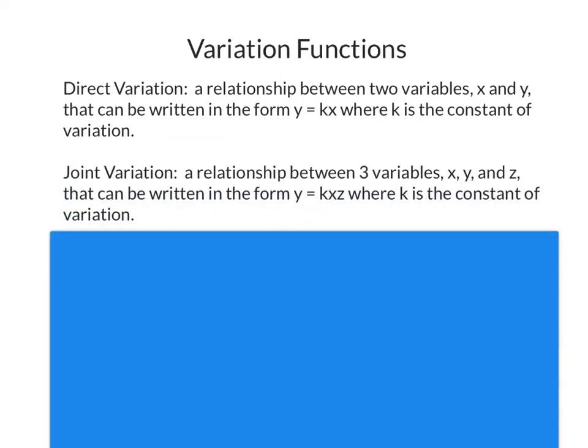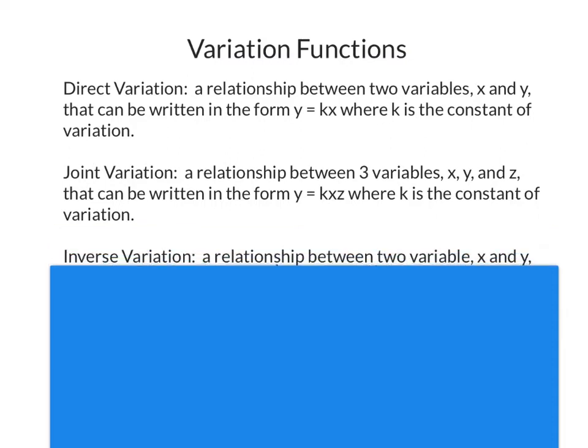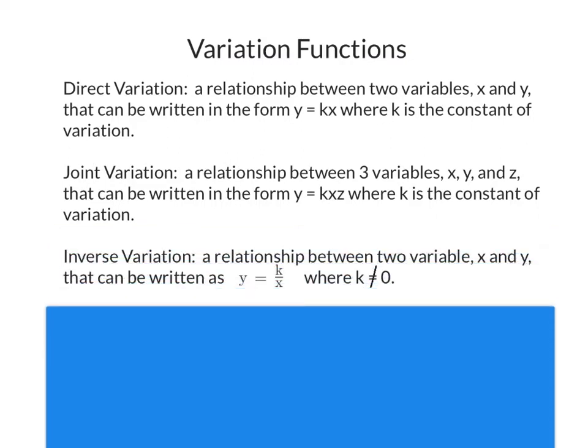Joint variation is a relationship between three variables, x, y, and z, that can be written in the form of y equals kxz, where k is the constant of variation. Inverse variation is a relationship between two variables, x and y, that can be written as y equals k over x, where k is not equal to 0.